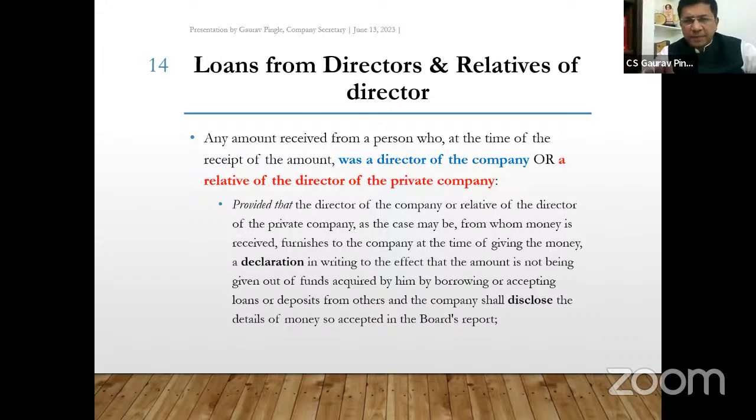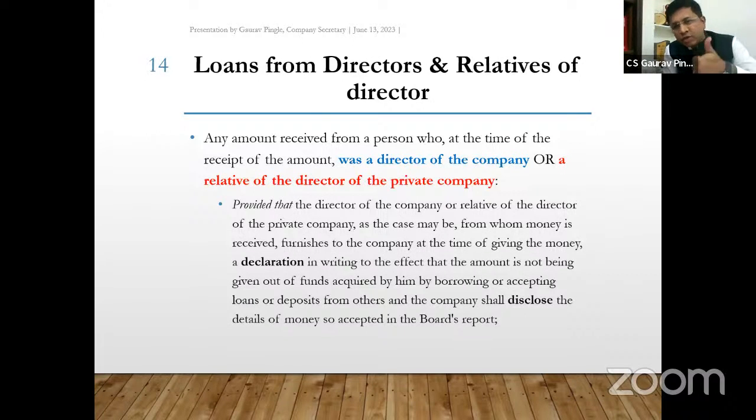So just a quick revision of what we just discussed. A director of a private company or a public company can give a loan. A relative of a director of a private company can give a loan, but not a relative of a director of a public company, right? And this relative is defined in Schedule 1 and also in the specification of definition rules. Even there is a reference to this particular.